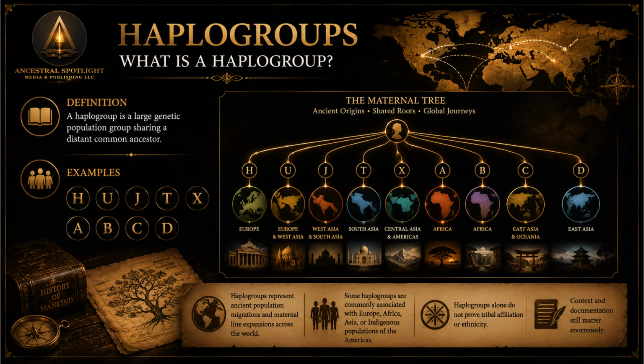As mutations accumulated over thousands of years, major maternal branches formed. These branches are called haplogroups. Each haplogroup represents ancient population migrations and maternal line expansions across the world. Some haplogroups are commonly associated with Europe, Africa, Asia, or indigenous populations of the Americas. However, haplogroups alone do not prove tribal affiliation or ethnicity. Context and documentation still matter enormously.